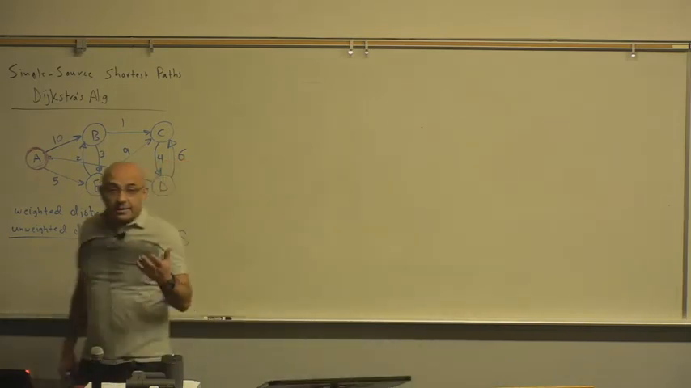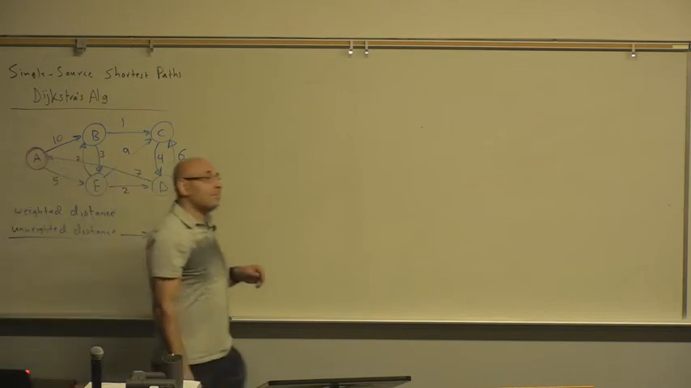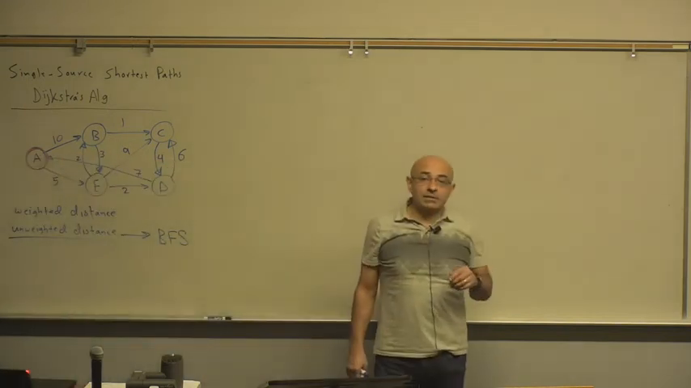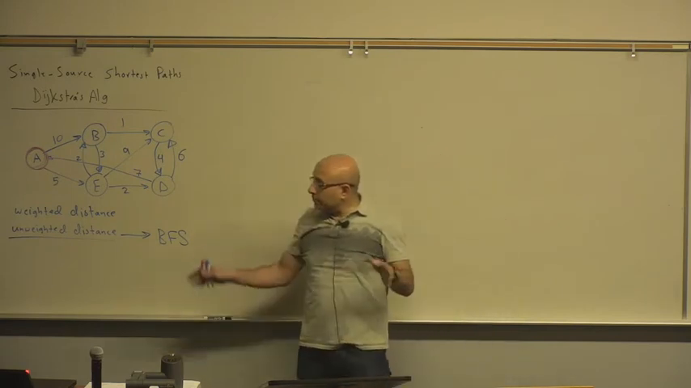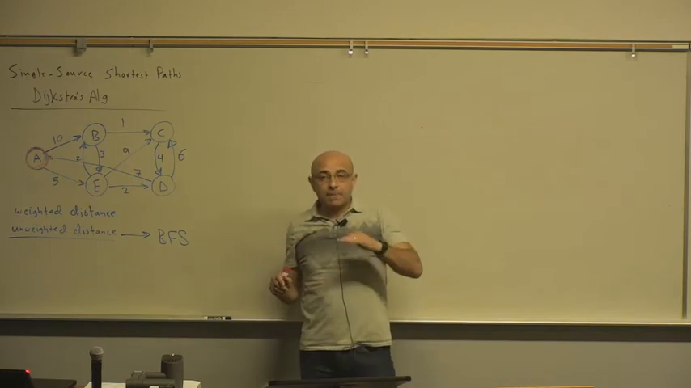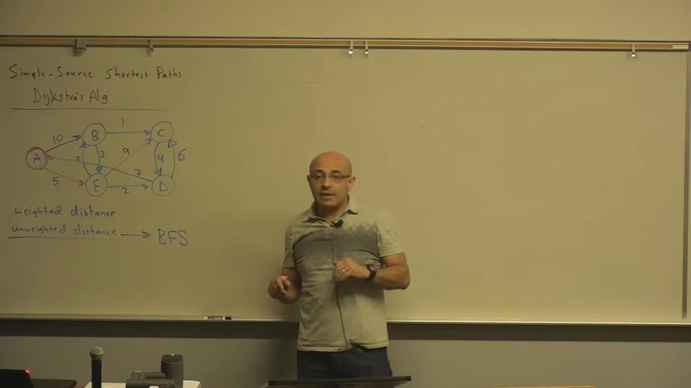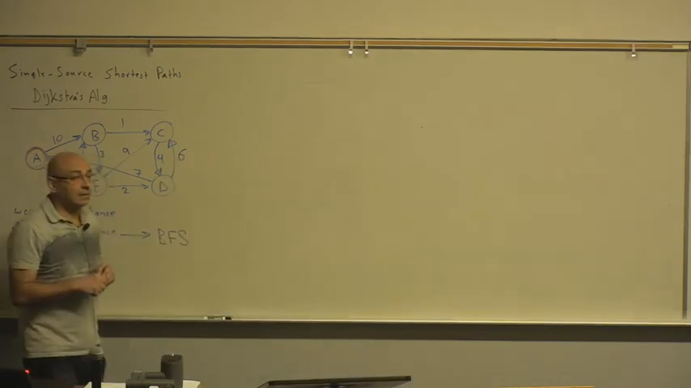So clearly, the algorithm that will solve the weighted distance problem has to solve a more general problem. So it's expected to be an algorithm that takes more computation. So the asymptotic complexity of Dijkstra's algorithm, based on the problem description, is expected to be greater than the asymptotic complexity of BFS. Okay.